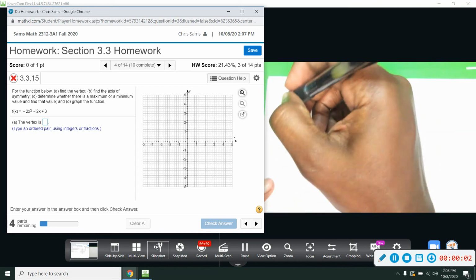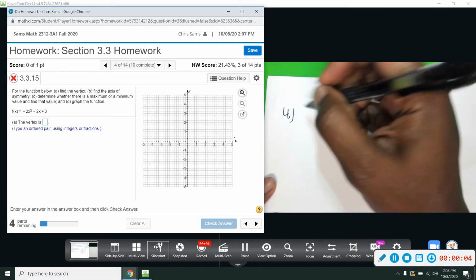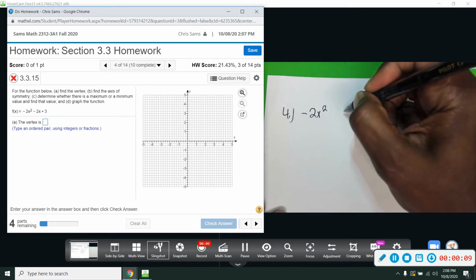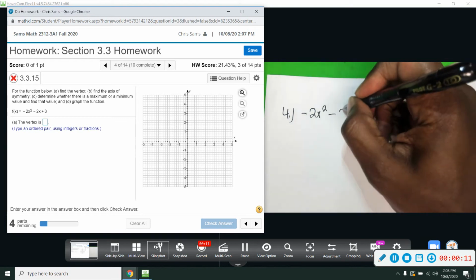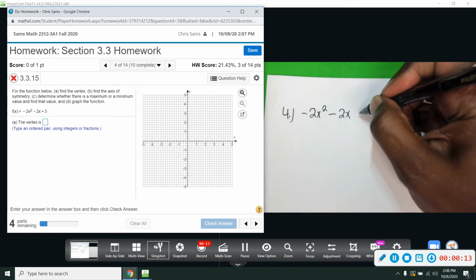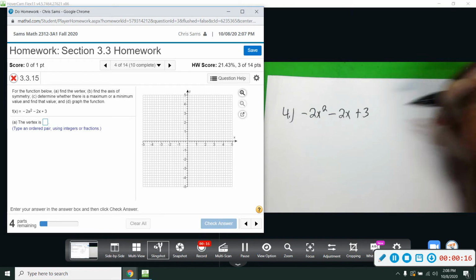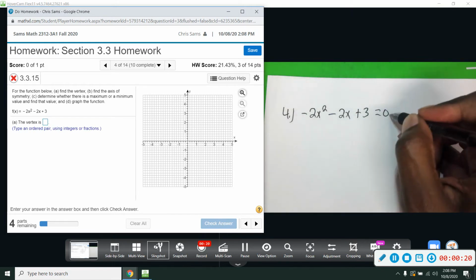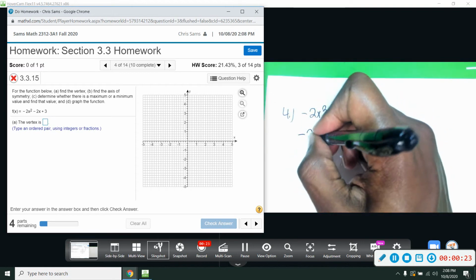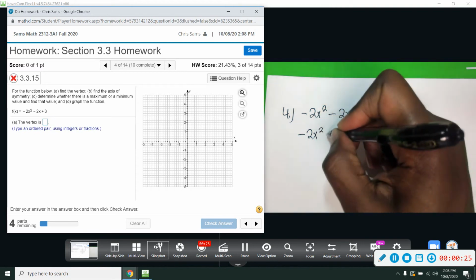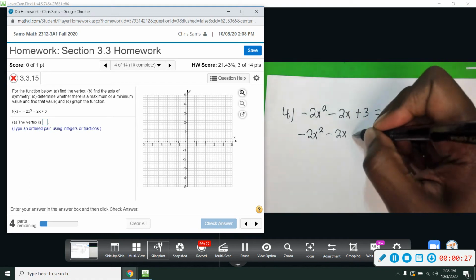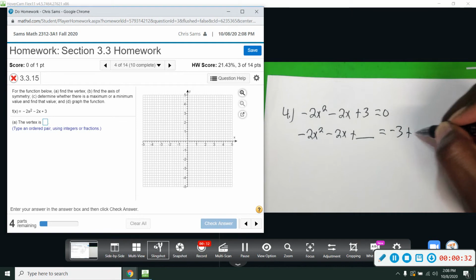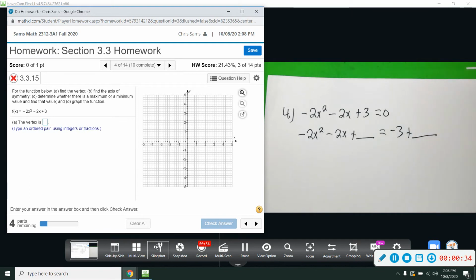All right, number 4. We have negative 2x squared minus 2x plus 3, and I'm going to set this equal to 0. First step, I'm going to go ahead and subtract and move the 3 over. Plus blank spot equals negative 3 plus blank. I'm going to add something in.